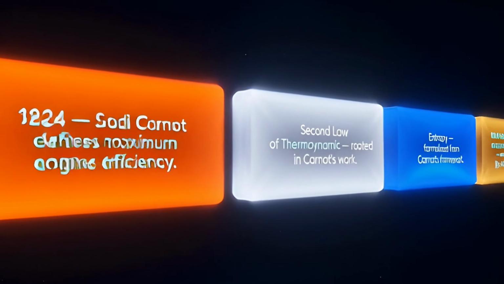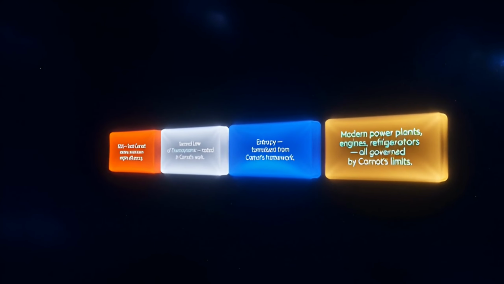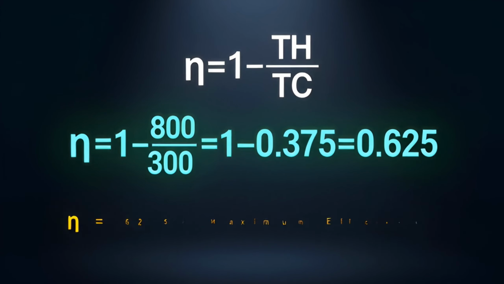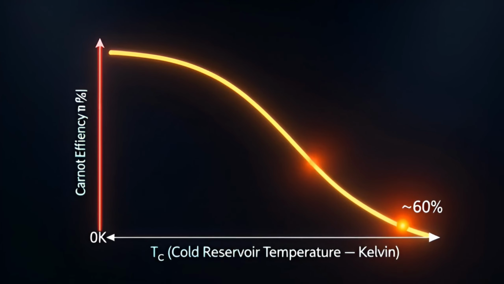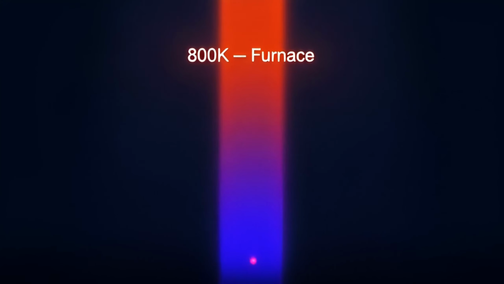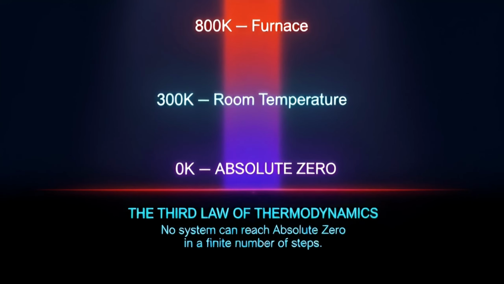Published in 1824, Carnot's work laid the foundation for the second law of thermodynamics and the concept of entropy. Example, a steam turbine operating between 800 Kelvin and 300 Kelvin gives a theoretical maximum of 62.5%. As the cold reservoir temperature drops toward absolute zero, Carnot efficiency approaches 100%. The third law of thermodynamics states, no system can be cooled to absolute zero in a finite number of steps.